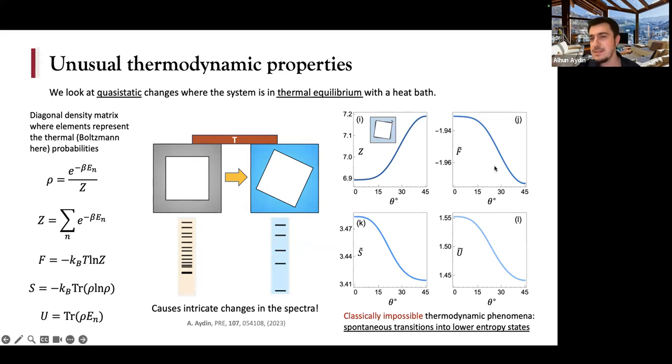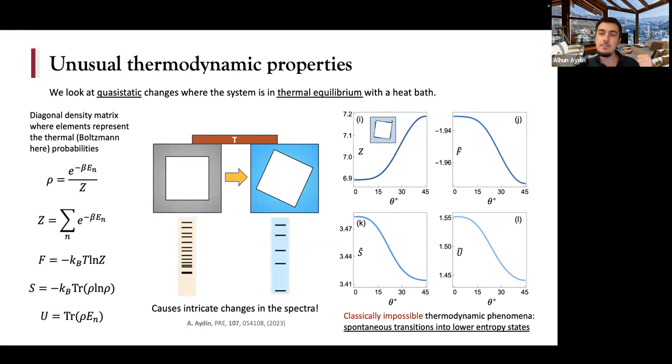Okay, now let's look at the free energy. So free energy decreases. So what does free energy tell us? It tells us the direction of the spontaneous thermodynamic transition, right? If free energy decreases under some operation, then this tells you that if you let the system alone, it will just transition into the lowest free energy state.